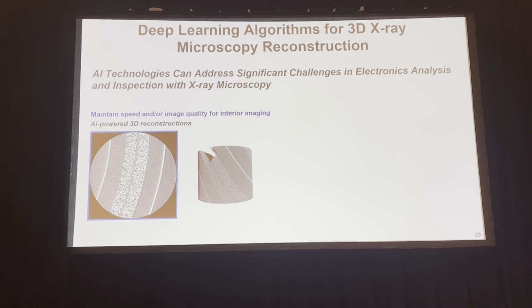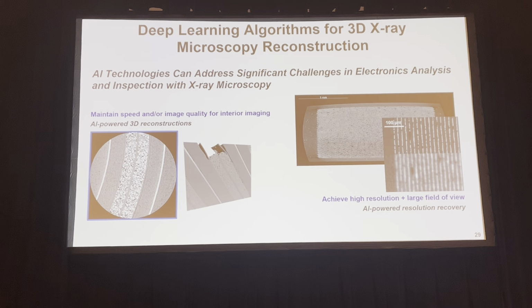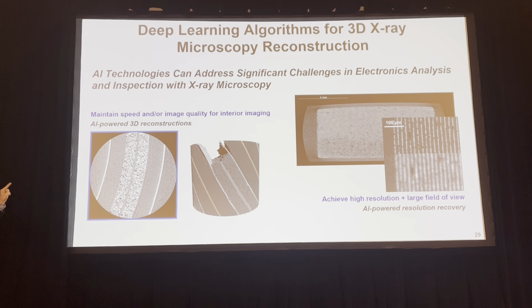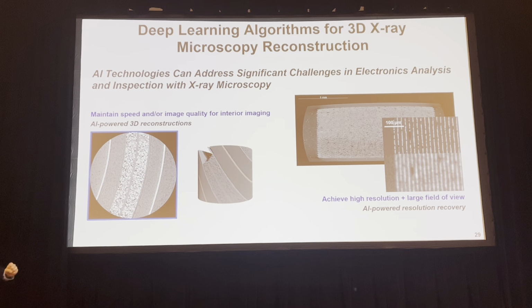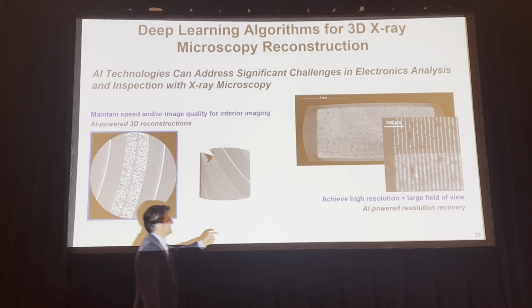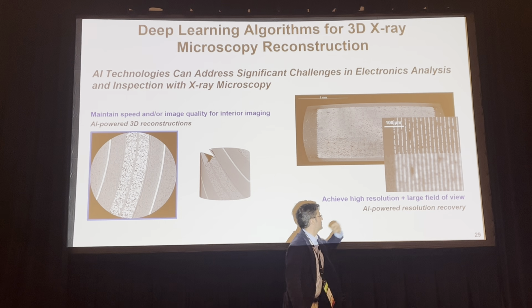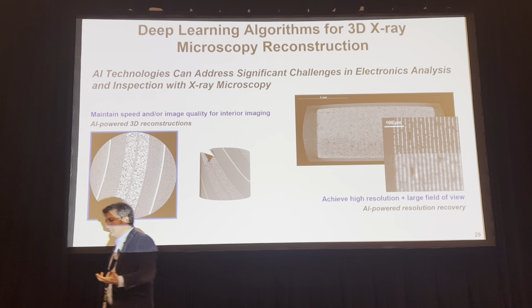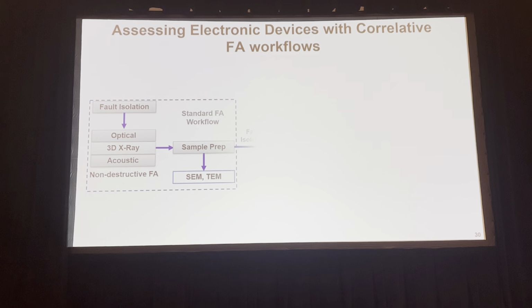So this is a little bit of a summary of that section. There are two ways in which we are doing deep learning reconstruction. One, to maintain the speed and image quality for interior imaging. And the second one is to achieve high resolution in a large field of view. So you recover data by combining a high resolution set of data with a low resolution one and now expand to a full field of view, a larger field of view.